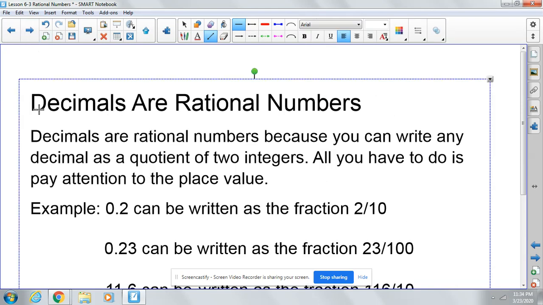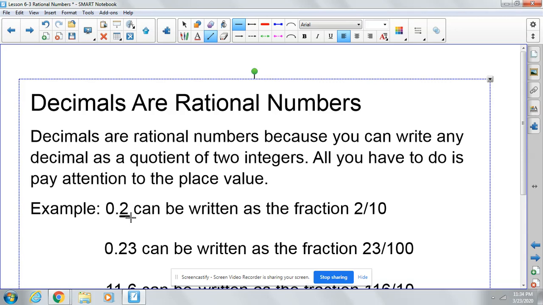Okay, today we're talking about decimals. Decimals are rational numbers because we can also write those as fractions. If you remember a few weeks ago, we practiced changing fractions to decimals to percents and back and forth between those three things. All you have to do is pay attention to the place value when you're changing a decimal to a fraction. So if you have a decimal like 0.2, you can change that to a fraction by looking at your place value, that last digit in your decimal.